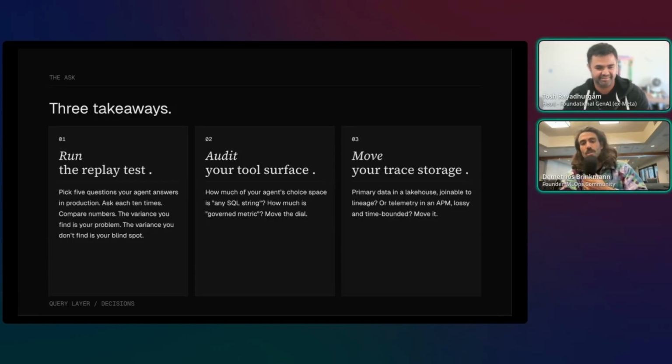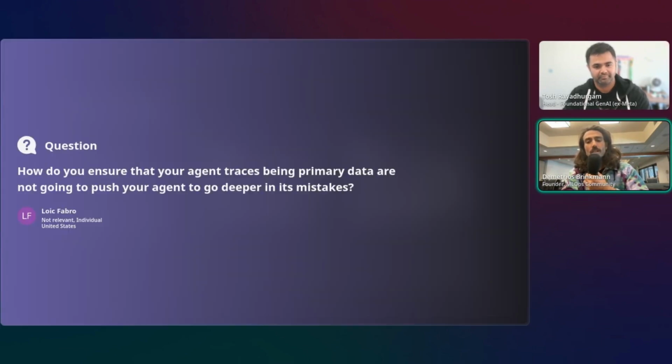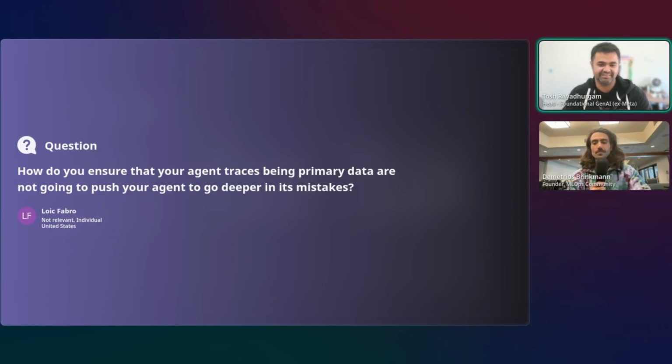How do you ensure that your agent traces, being primary data, are not going to push your agent to go deeper into its mistakes? Yeah, I think that's a good question.